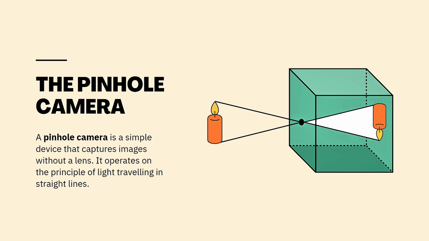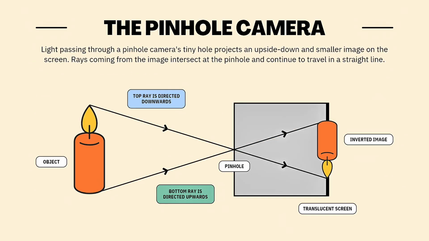It works on the principle that light travels in straight lines. A pinhole camera has a tiny hole on one side and a screen on the opposite side. Light rays from the object pass through the tiny hole and form an image on the screen. The interesting thing is that the image formed by a pinhole camera is upside down, or inverted.